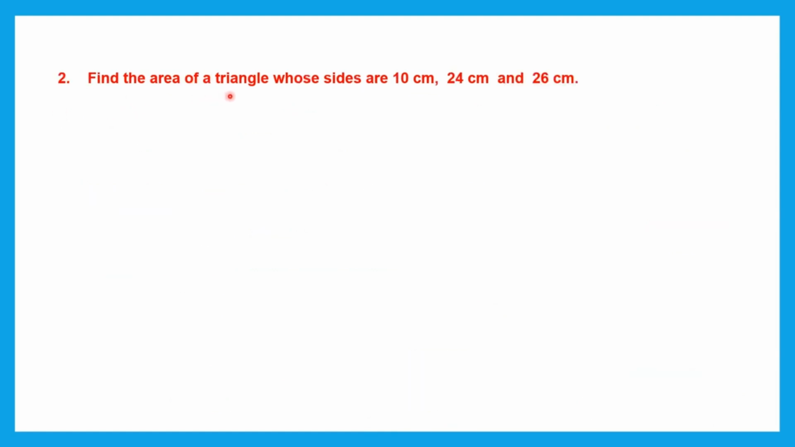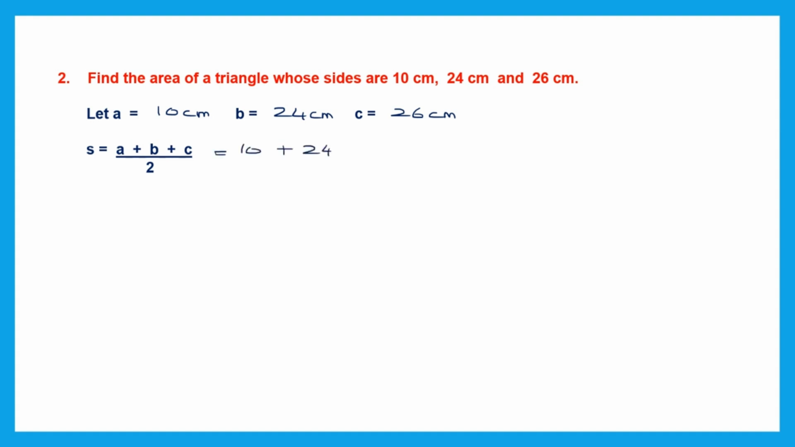Question 2. Find the area of a triangle whose sides are 10 centimeters, 24 centimeters and 26 centimeters. So we have been given all three sides, so we can use Heron's formula here. Let's consider A to be the first side, that is 10 centimeters. B will be 24 centimeters and C will be 26 centimeters. Now let's find the semi-perimeter, and that is A plus B plus C divided by 2. So that is 10 plus 24 plus 26 divided by 2.